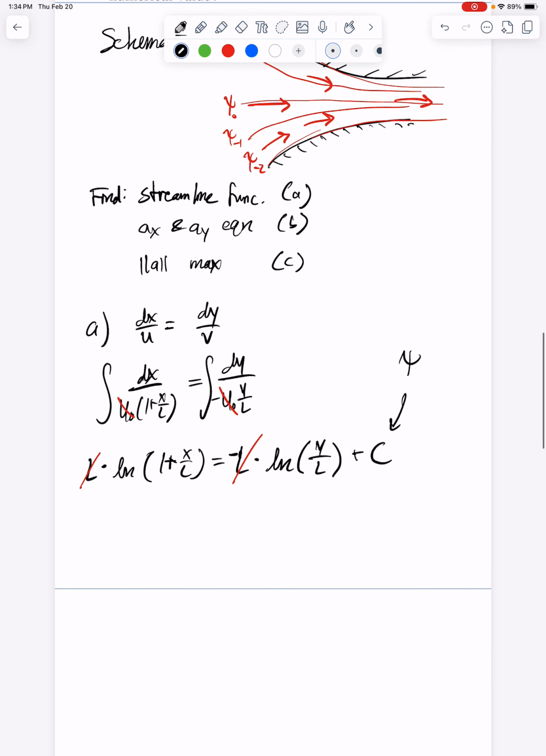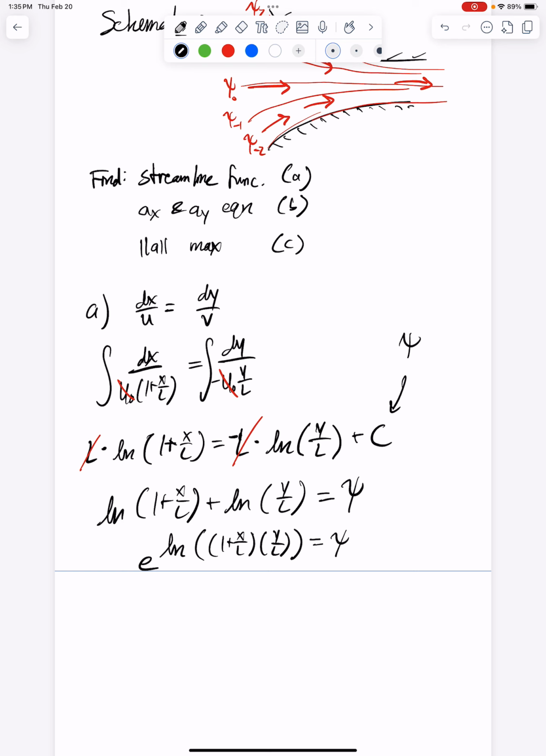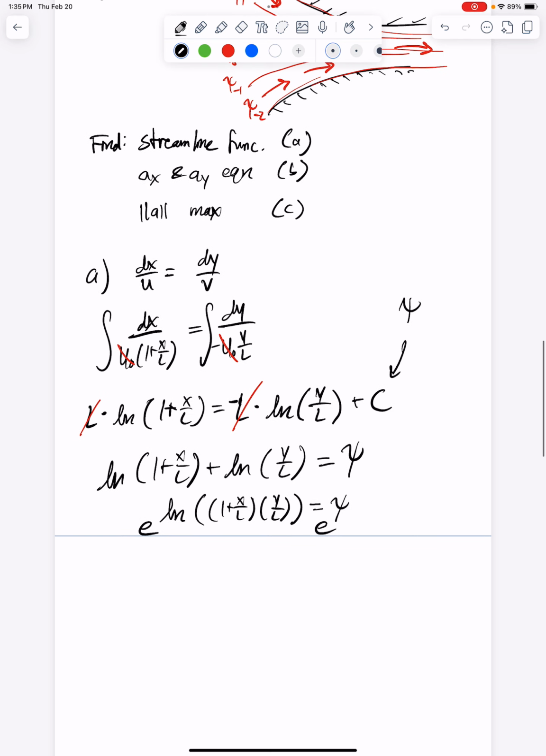Next up, let's isolate the c variable. I get ln of 1 plus x over L plus ln of y over L equal to psi. Due to log rules, a summation of logs is equal to the log of a product. So then I get ln of 1 plus x over L times y over L equal to psi. I'm going to take e to the power of both sides. A constant to the power of another constant is still a constant. And I get 1 plus x over L times y over L here.